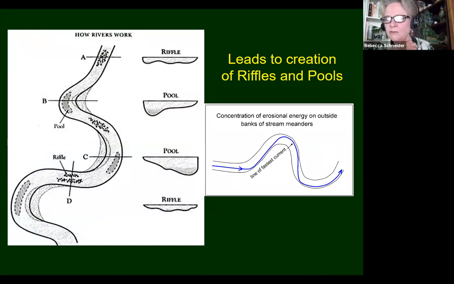What this translates to are parts of the stream that are shallow, they have high flow. Those are called the riffle areas. They tend to have coarser rocks and boulders because the finer stuff washes away. They tend to be very oxygenated because the water is all whipped up and bubbly where it goes through the rocks. And then you have pool areas, which are slower, deeper, quieter areas.